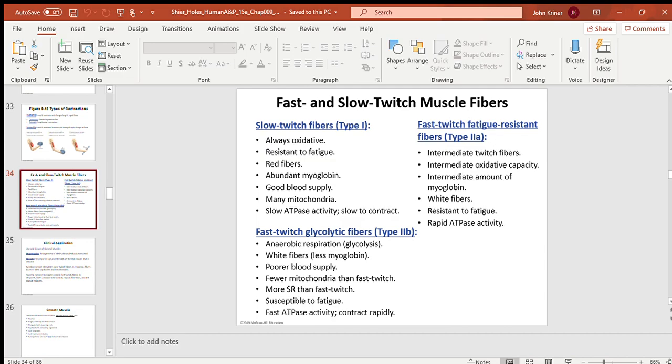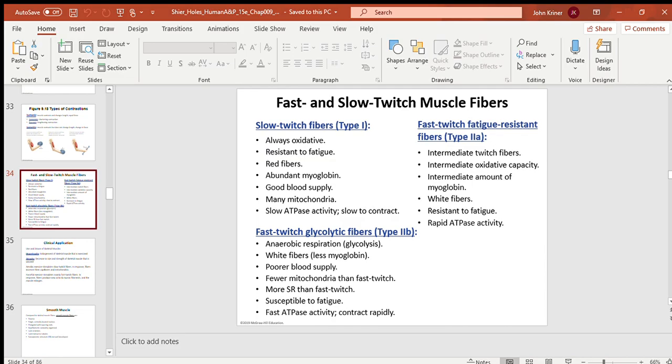Let's take a look at why, or maybe some of the differences between them. Type 1, or slow twitch fibers, are almost always oxidative. Now, every cell has the ability to engage in fermentation. But slow twitch muscle fibers, cells, have an enhanced ability to do cellular respiration or oxidative respiration, respiration that requires oxygen. Because of that, they are resistant to fatigue. Now, resistant to doesn't mean that they can't be fatigued. They're just resistant to it.